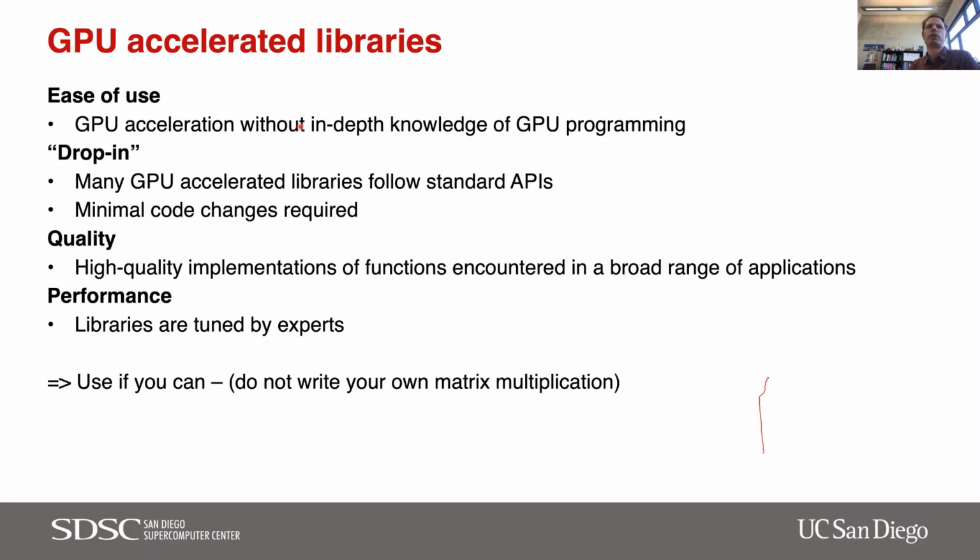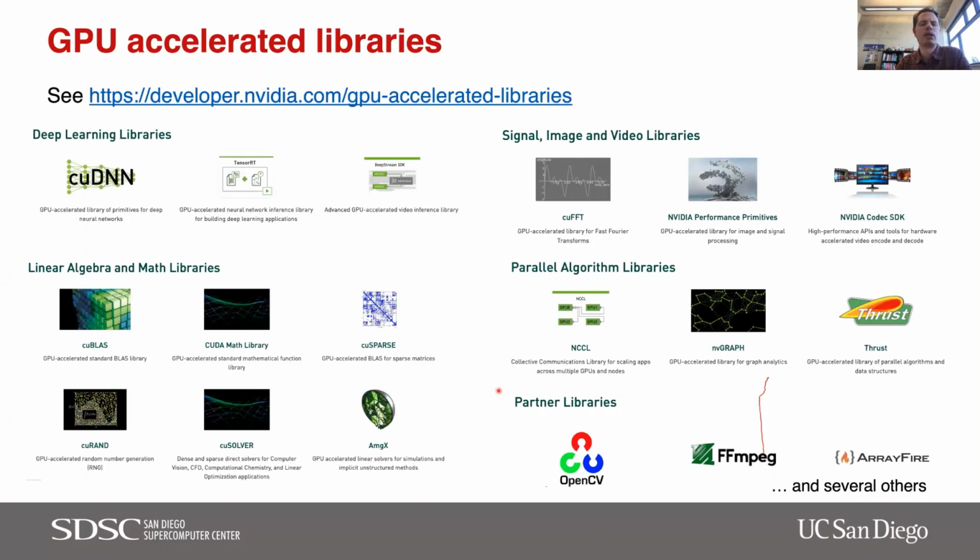And you want to use those because all those libraries are really high quality implementations that are highly tuned for NVIDIA's GPUs. So use those if you can, and don't write your own matrix multiplication unless you want to learn how to do that. And that's, of course, a good thing to do, but not for applications that actually run production code. There is a huge list. You go to this link, you will see all the libraries that are available. Most of them are free and can just be downloaded for free.